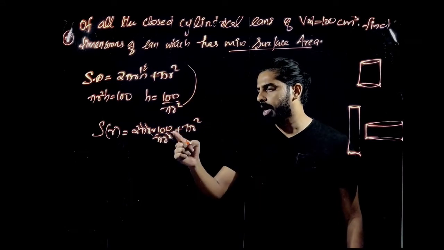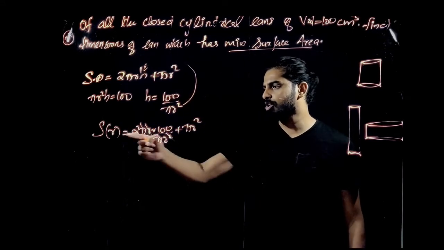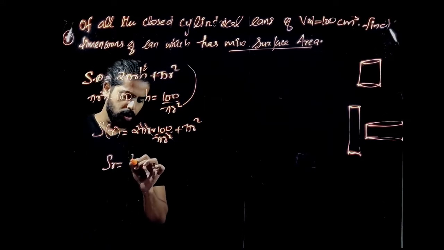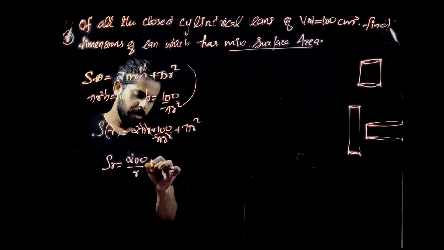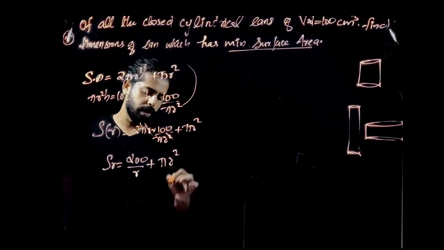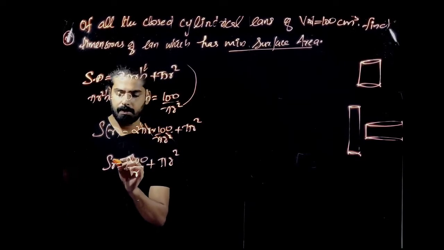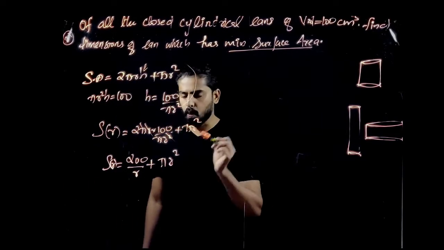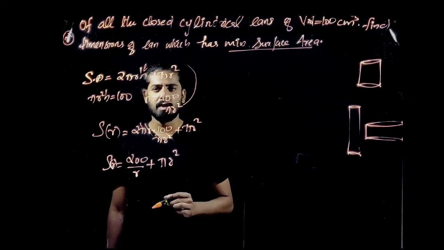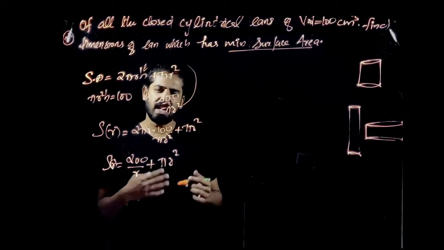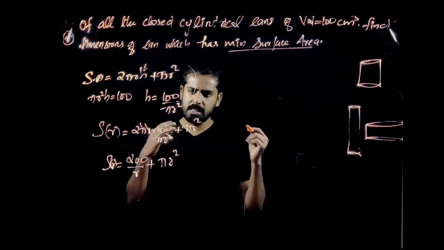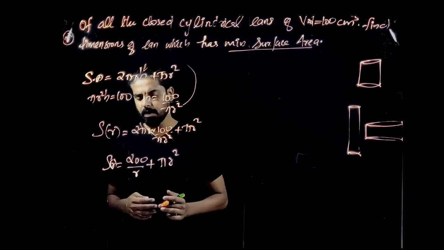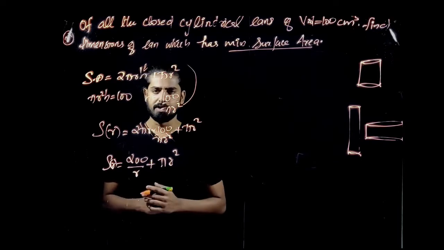Now S of r is equal to 200 by r plus pi r square. S of r is equal to 200 upon r plus pi r square. This is the function. Now you have to differentiate this, equate with 0, find the local maxima, and find the second derivative. You can use the second derivative test or the first derivative test, but the second derivative test, which we learned last time, will be comfortable for this type of problem.